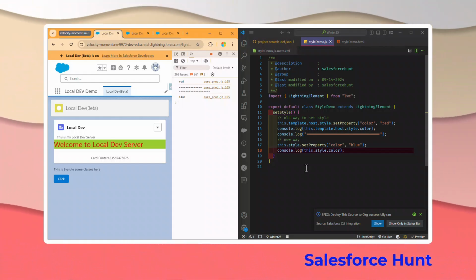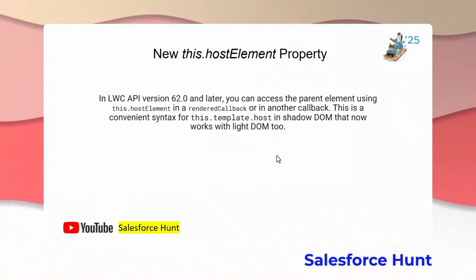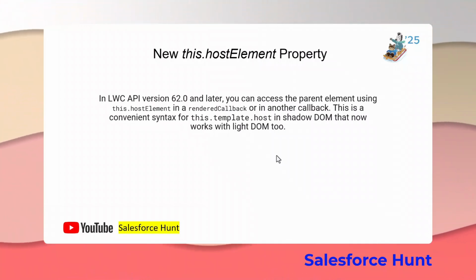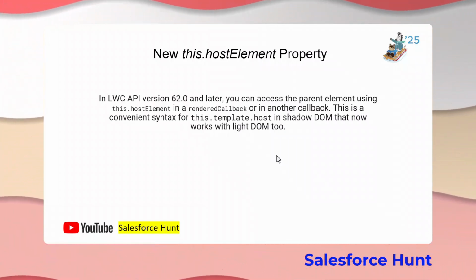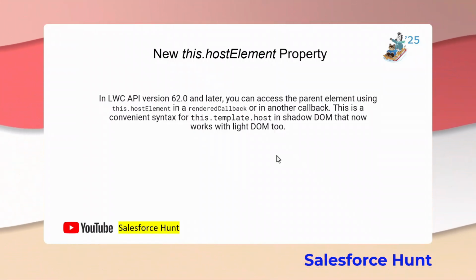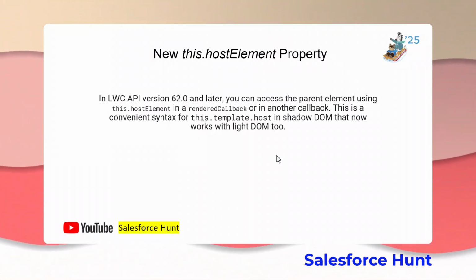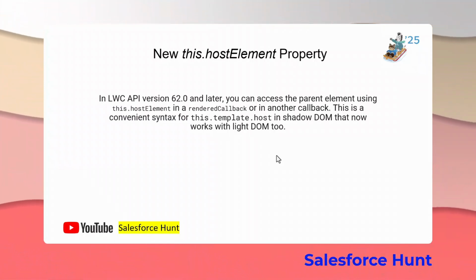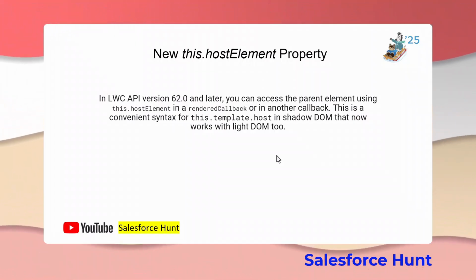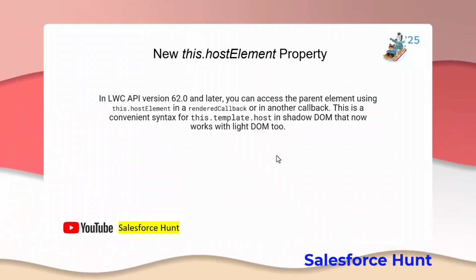Now let me tell you the next feature: the new this.hostElement property. In LWC API version 62.0 and later, you can access the parent element using this.hostElement in a renderedCallback or in another callback, like any lifecycle hooks you have in your LWC. It's a very convenient syntax for this.template.host. So it's totally simplified from this.template.host to this.hostElement, and in Shadow DOM that now works with the Lightning DOM too.